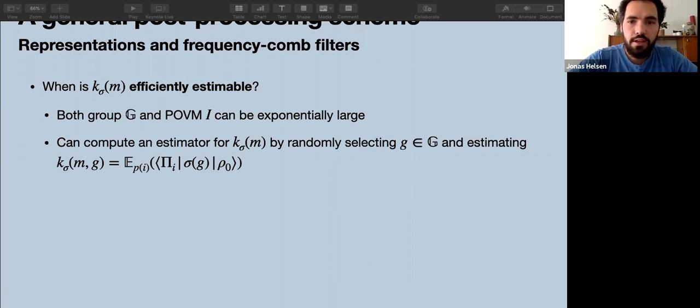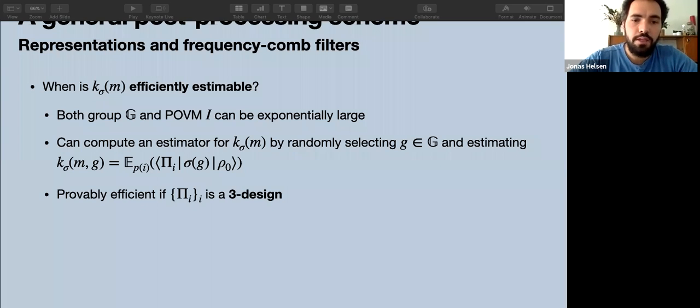But it turns out, one of the things you can do is randomly select these G's, and then estimate the local probability. Because you're taking an average over G, you hope that this average can estimate its mean efficiently, but then you have to control the variance. And it turns out that you can control the variance if this POVM has a special property, namely that it's a tree design. Why tree design, you ask? Well, I don't know. This was a surprise, but this works. It's a sufficient condition.